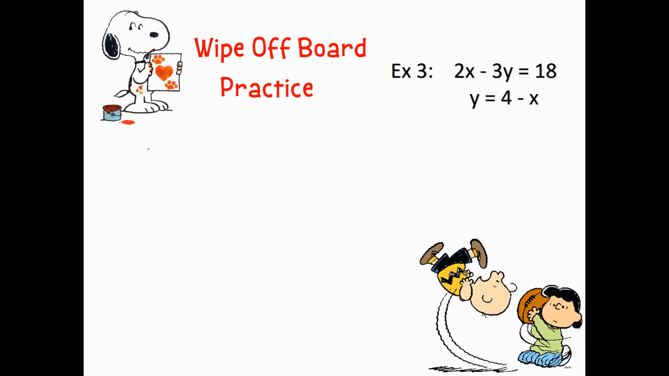Okay, so you should have it already paused, already done. And so what you're going to do is take this value and plug it in for y. And so you should have got 2x minus 3 times 4 minus x equals 18. That's the substitution part. Simplify, what's the negatives?